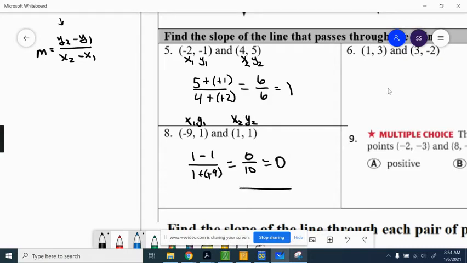So this would be a horizontal line. Remember, you can divide 0 by numbers, but you can't divide by 0. So if 0 is in the denominator, it's going to be undefined. If 0 is in the numerator, the answer is going to be 0.